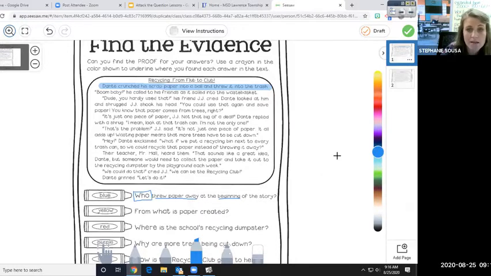Go ahead and come back to my work. So go to that Zoom tab to see if you highlighted, boxed, and underlined correctly.